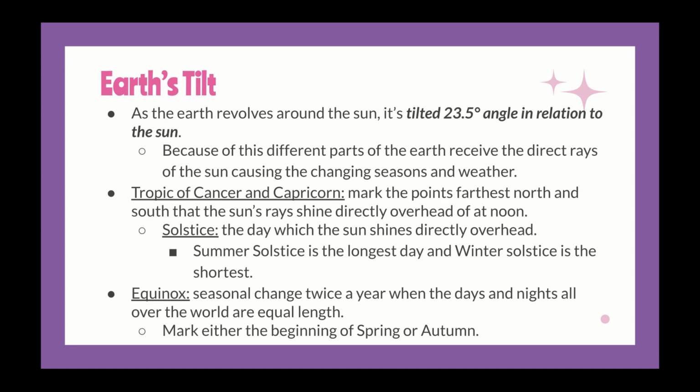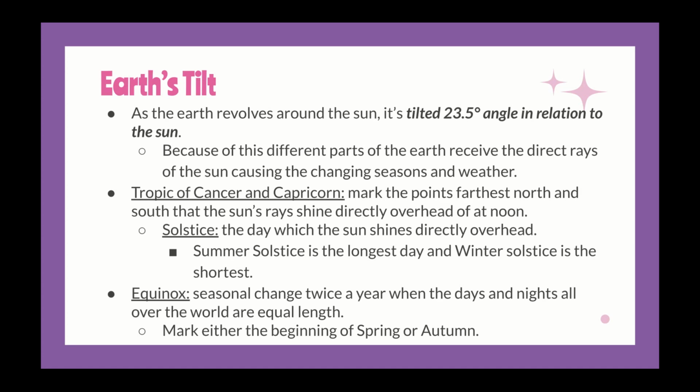An equinox is the seasonal change that happens twice a year when the days and the nights all over the world are of equal length. So only two times a year, every single place all over the planet has the same amount of nighttime and the same amount of daytime. So they mark either the beginning of spring or the beginning of autumn.